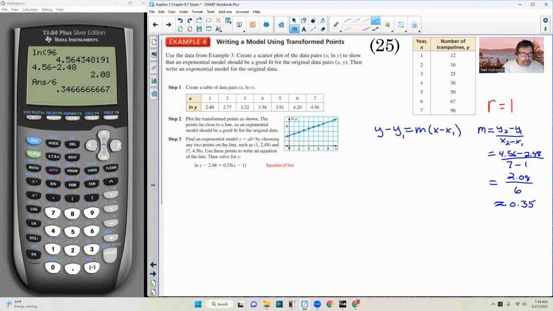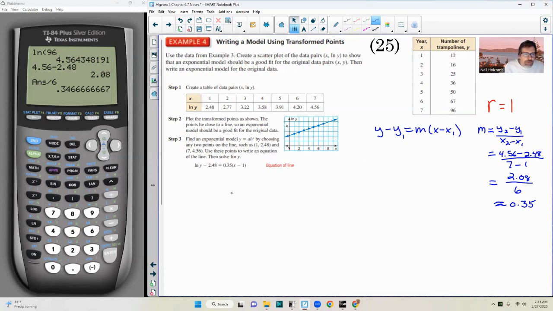So y is the natural log of y now. So this is my y right here. This is y minus y1. Okay, see how it's coming together now? Y minus y1 equals the slope m, which I just showed you how to find over here, times the quantity in parentheses of x minus x sub 1, which is 1. So it's minus 1. So that's where this equation came from.